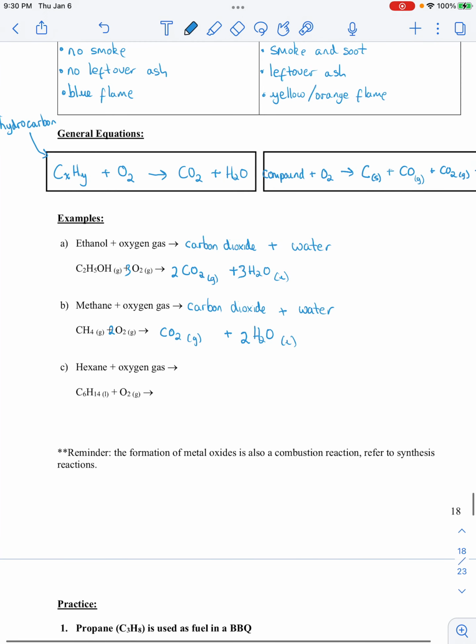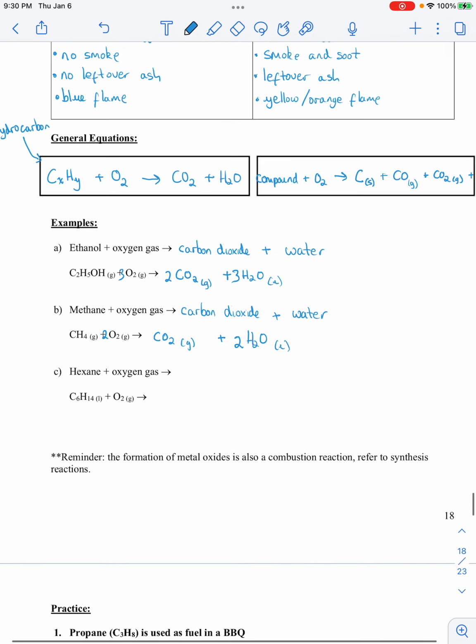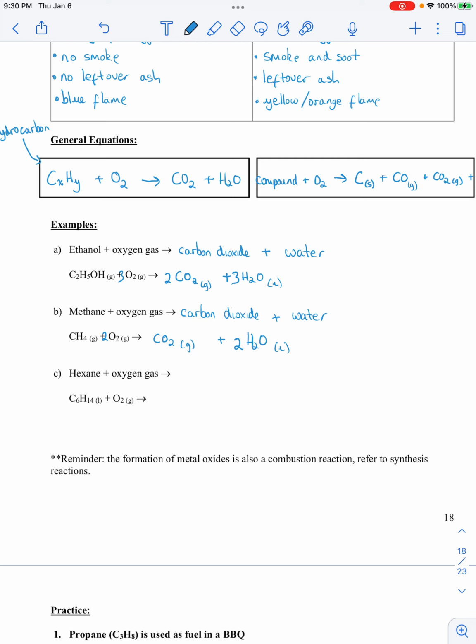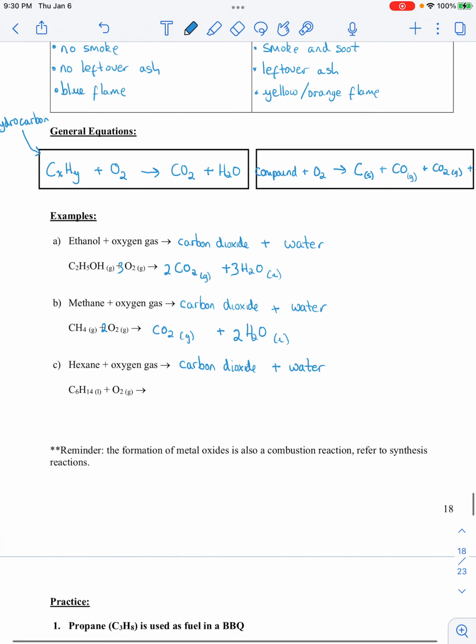Okay, and lastly, we'll do a tricky balancing one, and I'll remind you of a little trick of how to balance these. So I've got hexane burning in the presence of oxygen gas. It's a combustion reaction. It doesn't say otherwise, so we can assume it's complete. Carbon dioxide and water as our products. Let's put in our formulas: CO2 plus H2O, the gas and the liquid.